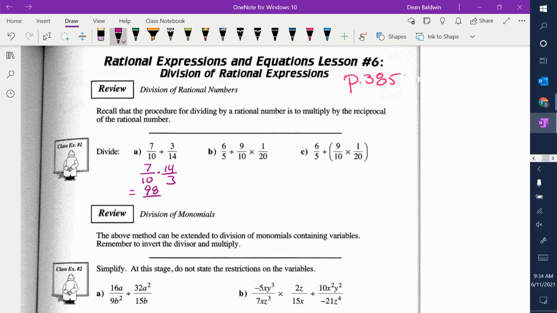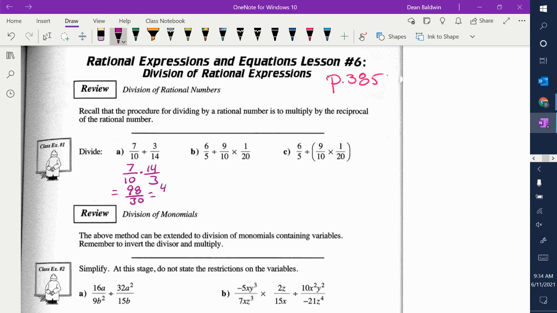98 over simplified to 49 over 15. All right, that's it. It's the exact same stuff we did yesterday, except you just have to flip a fraction first.